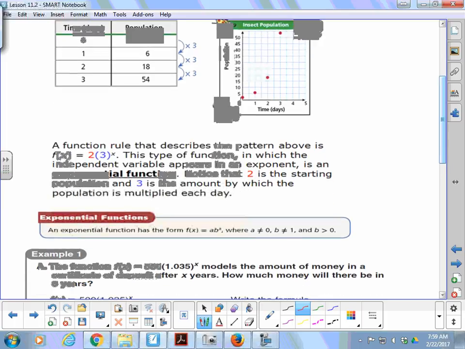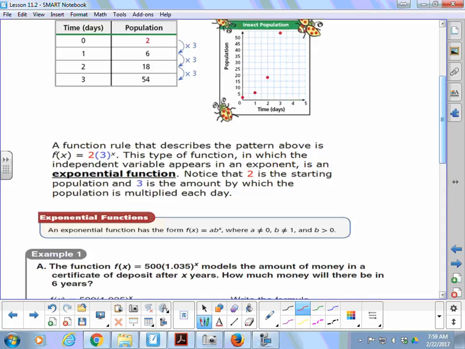So when we have an exponential function, for this situation it's f of x equals 2 times 3 to the power of x. The general form, which they have written here, is f of x equals a times b to the power of x. So for an exponential function, we will always see it in this form: a times b to the power of x, where a is what we call our starting value, and also it's the y-intercept.